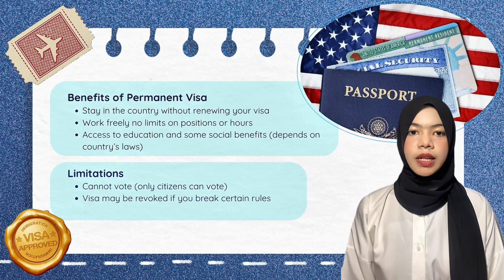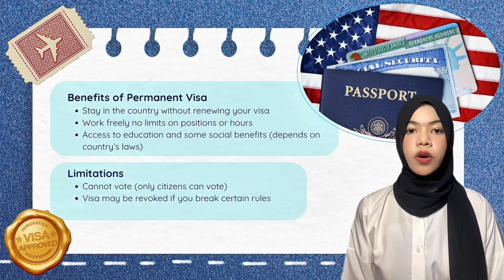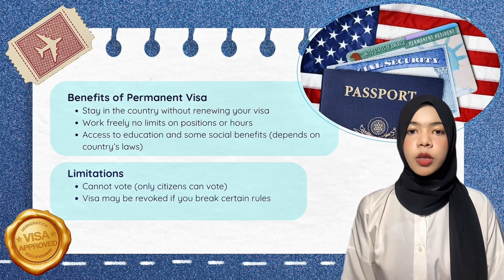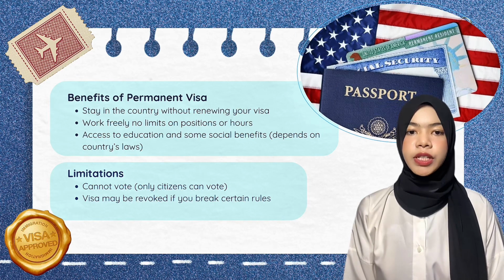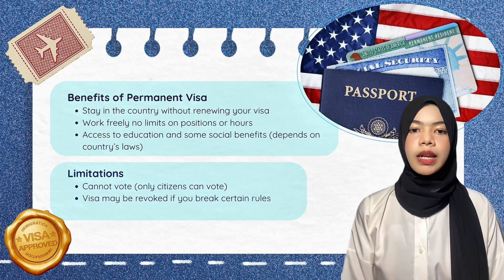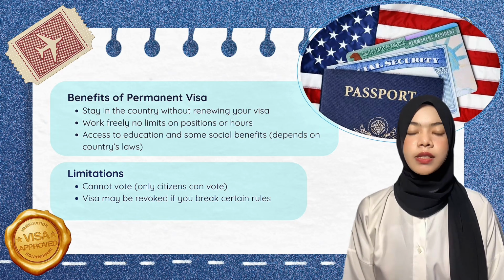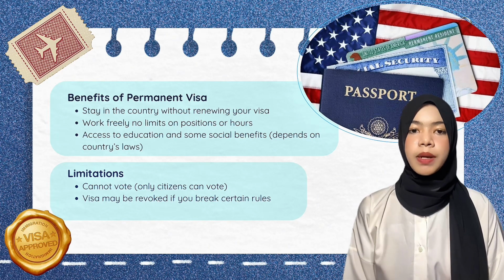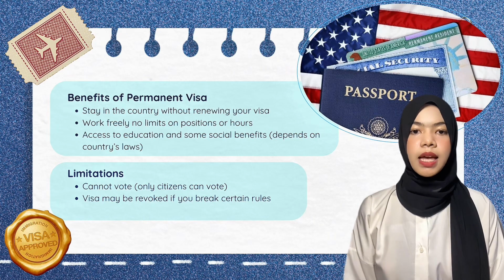Having a permanent visa gives you several advantages. You can stay in the country without needing to renew your visa. You can work freely with no restriction on positions or working hours. You may also get access to education and some social benefits, depending on the country's laws. However, there are still a few limitations to be aware of. You cannot vote in elections, only citizens have that right, and your visa can be revoked if you break certain laws or conditions.